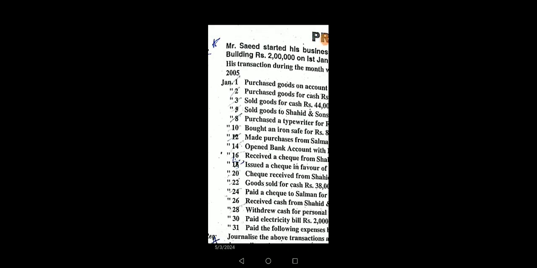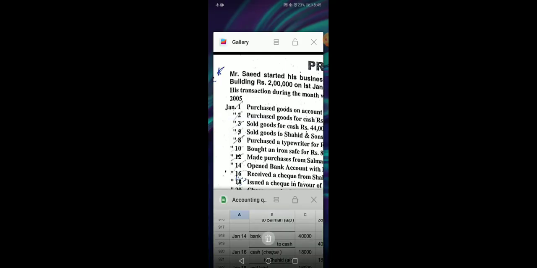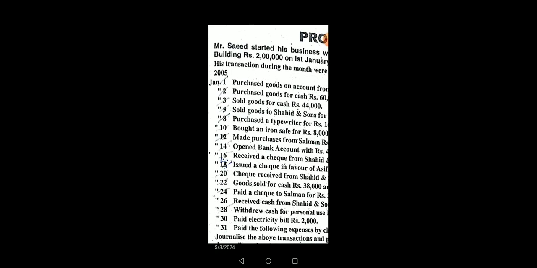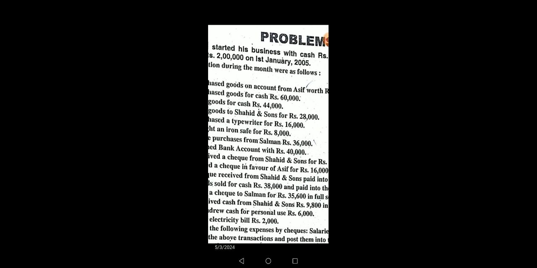So after January 18 we have January 20. Let's put the date first. January 20 is the date. All right, and now let's see what the narration is saying. January 20 is saying: cash check received from Shahid, January 20, and paid into the bank. Check was received from Shahid and Sons and paid into the bank.